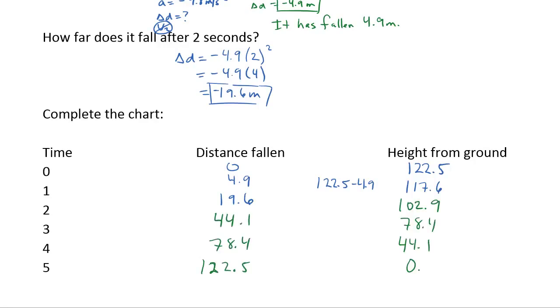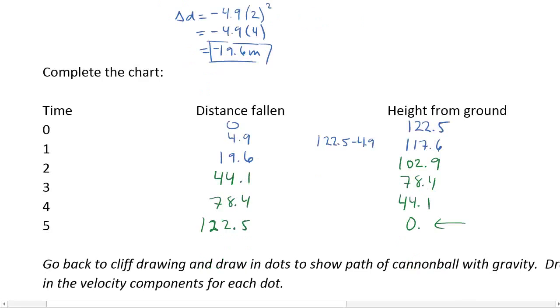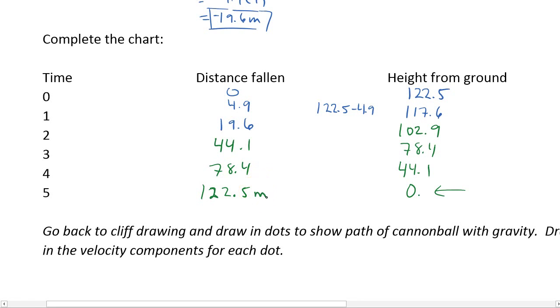Alright, so that you see the increased distances. After 1 second, 4.9, and then 19.6, and then all of a sudden it speeds up. And by the time 5 seconds goes by, the height from ground is 0. So you see why we picked 122.5, because it works out just neatly that after 5 seconds you've fallen exactly 122.5 meters. I'll put meters here.